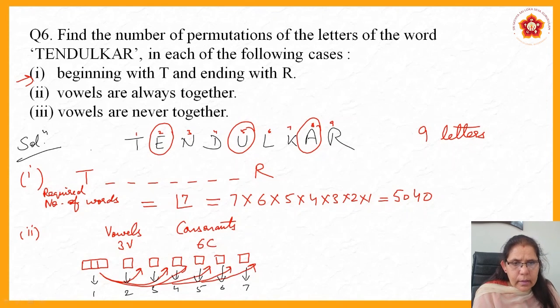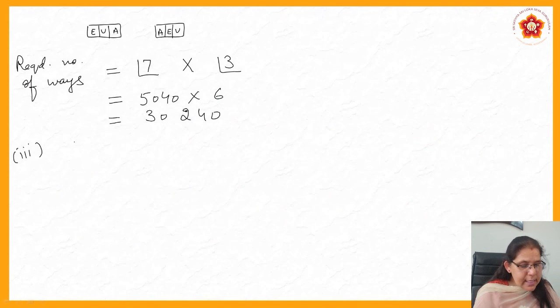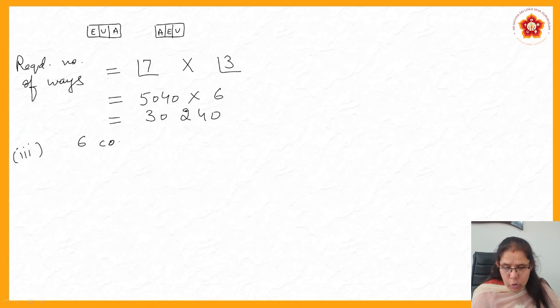Let's look at the third part of it, the last part. Vowels are never together. So again, let's remind ourselves that we have got a total of 9 letters and the vowels are not together. We have got 3 vowels, and how many consonants do we have? Total are 9 letters, 3 vowels. So how many consonants? 6 consonants are there.